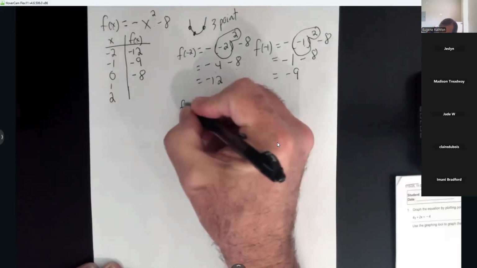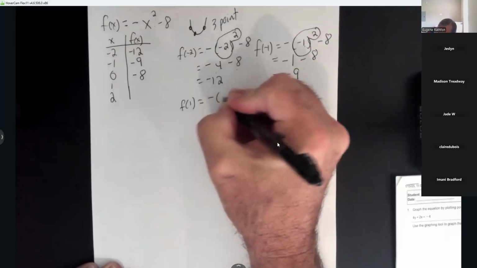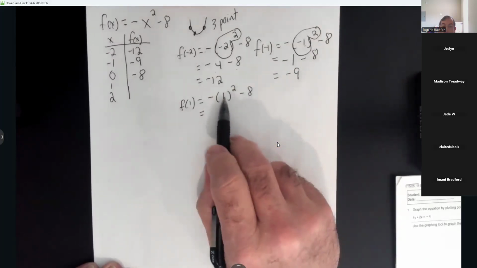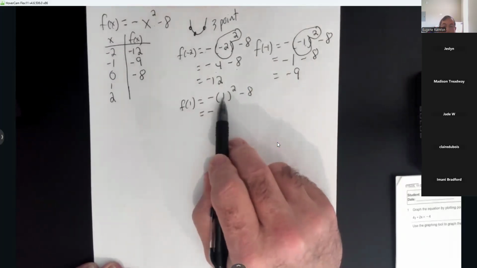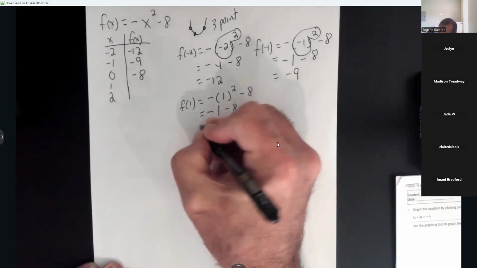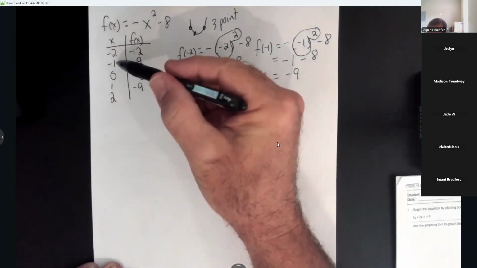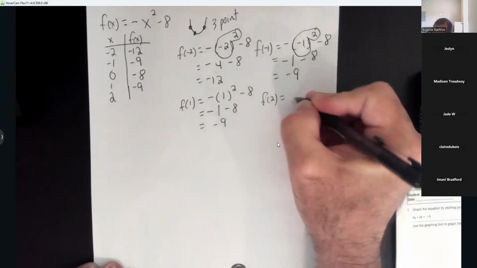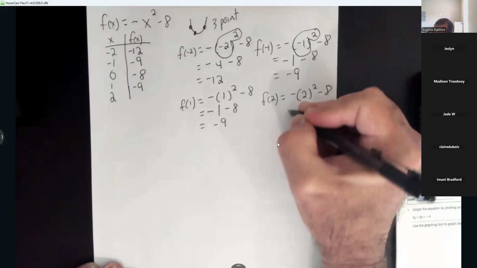And watch this with the 1 in here. If I put in this 1, I got that negative times my 1 squared minus 8. Well, y'all, 1 squared, after I bring this negative down, is 1 times 1 is 1. So I get a negative 1 minus 8, which is a negative 9. So see what's happening? The negative 1 and the 1 gave me the same answers. So let's put in our 2. I got the negative times 2 squared minus 8.